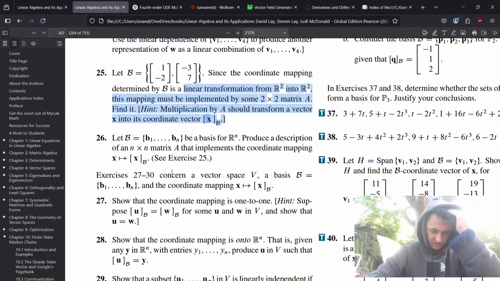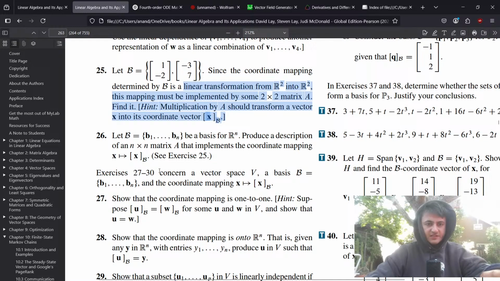I feel like it's just going to be B inverse again. It's going to be take these, yeah, as the, okay, anyways.